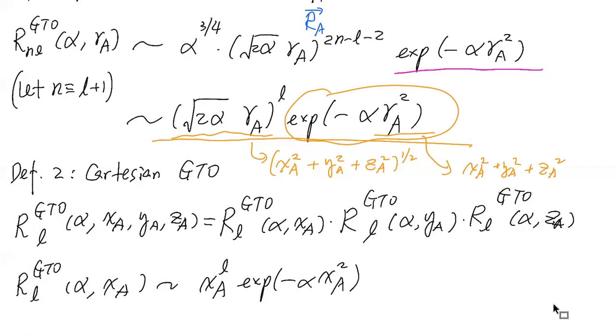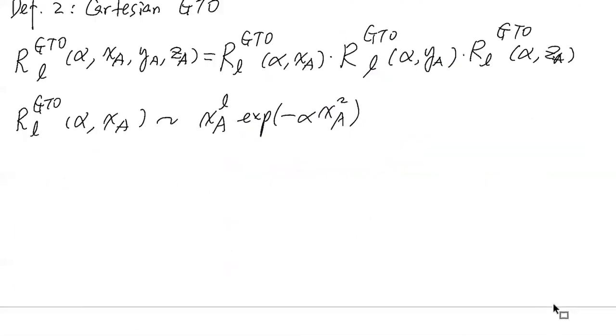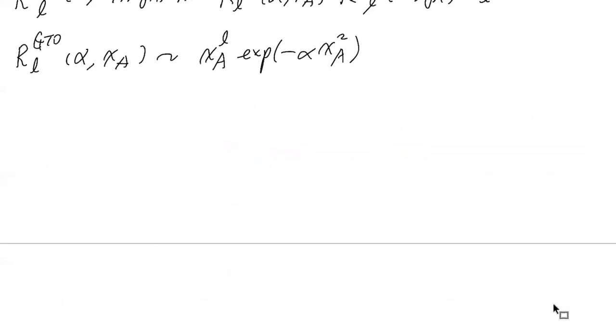So based on this separation of the exponential term, which is really the core of the Gaussian function, people propose this Cartesian type. So L GTO for the Y part is YA M.